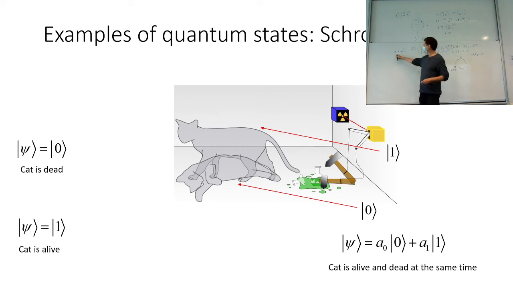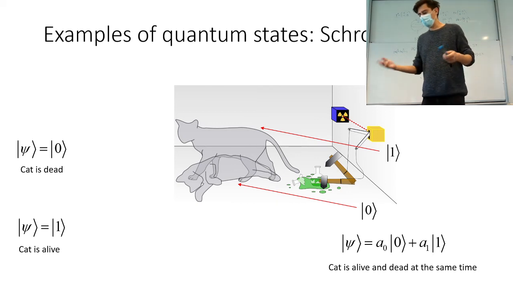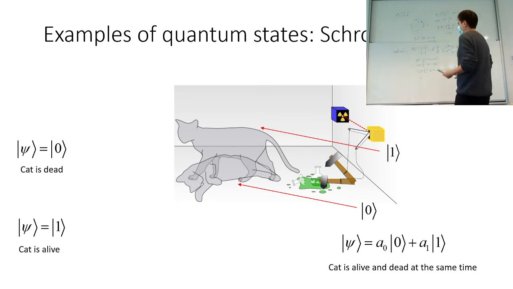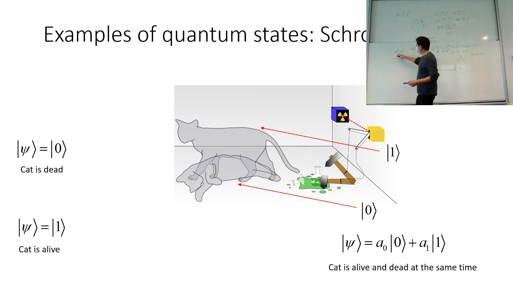The A0, because these are complex numbers actually. So this has to add up to 1. So quantum mechanics is, these things eventually are related to probabilities of measurements. So this is like before you open the box. Before you open the box, it's in this state.